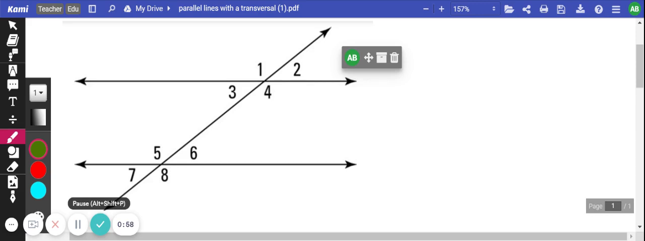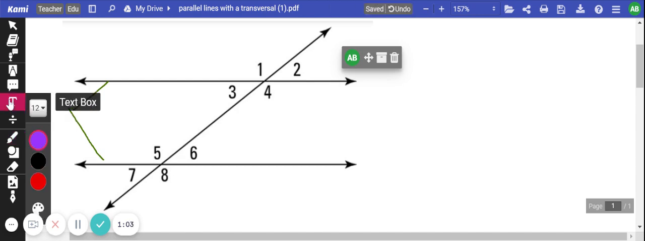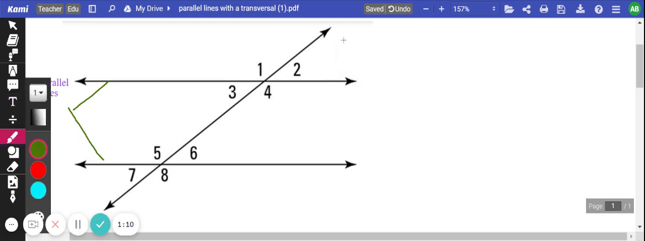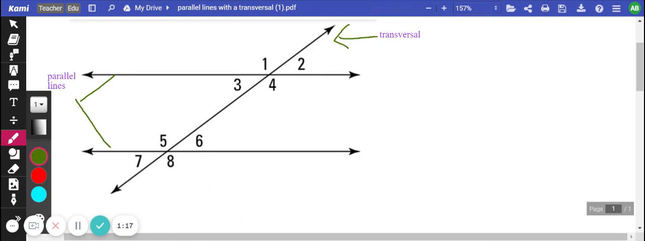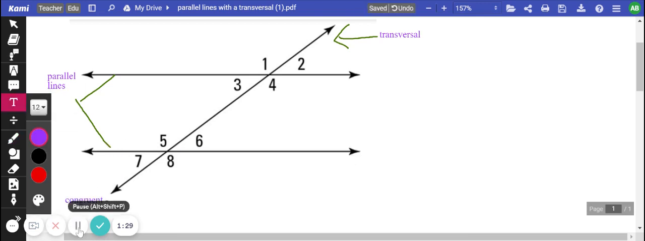Okay, here we have two parallel lines. Parallel lines do not ever intersect. Now, the line that runs through the parallel lines is called a transversal. Okay, so with two parallel lines and a transversal that runs between them, we have different rules about angles. We can find if these angles are congruent. Congruent angles are the same.